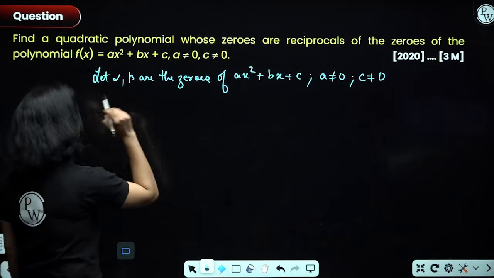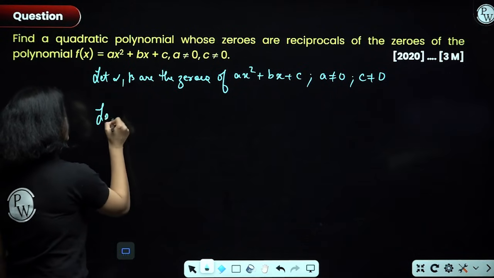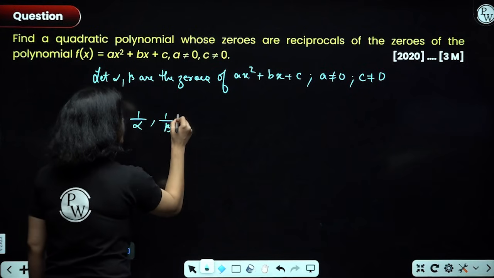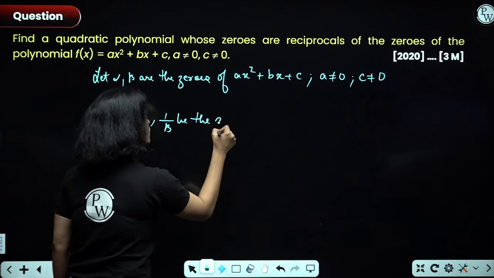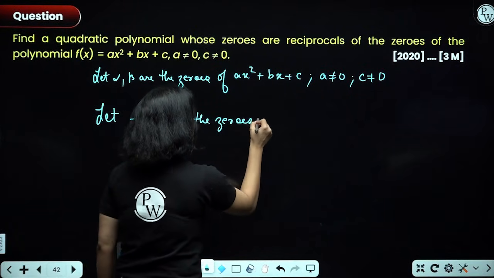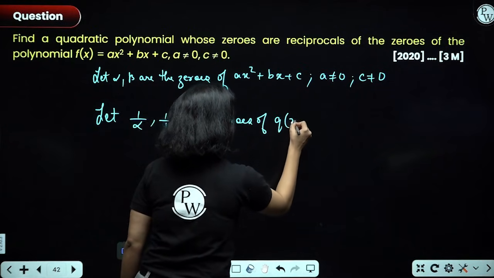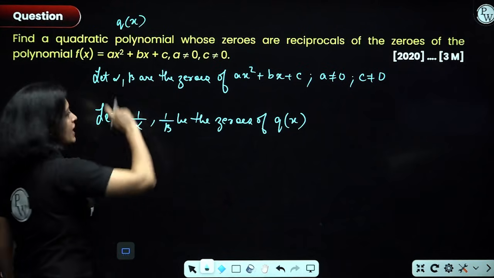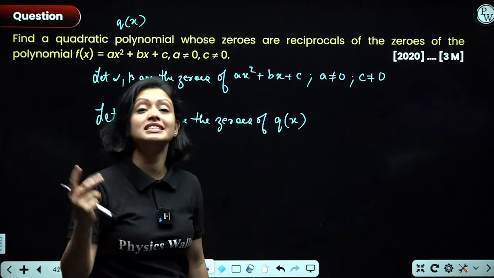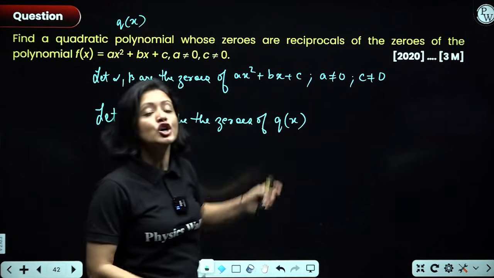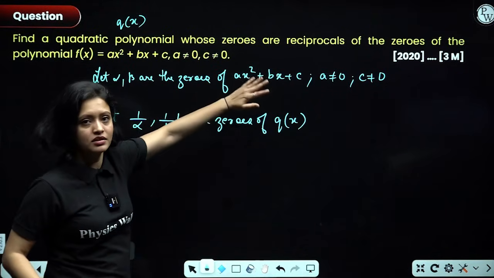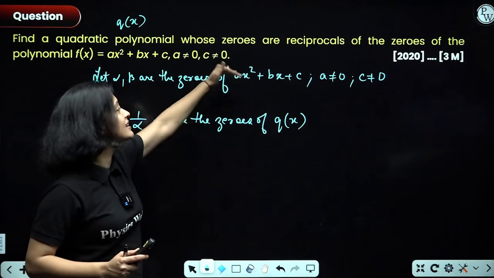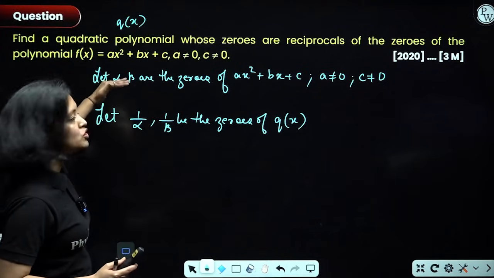So that means let 1/alpha, 1/beta be the zeros of the new polynomial we have to find. Let's suppose the new polynomial that we have to find is q(x). So we have to find q(x), everyone. And the zeros of q(x) are what? Reciprocals of the zeros of this. So I assume that alpha and beta are the zeros of this polynomial. Now q(x) is the polynomial which we have to find, and its zeros are reciprocals of the zeros here, so 1/alpha and 1/beta.